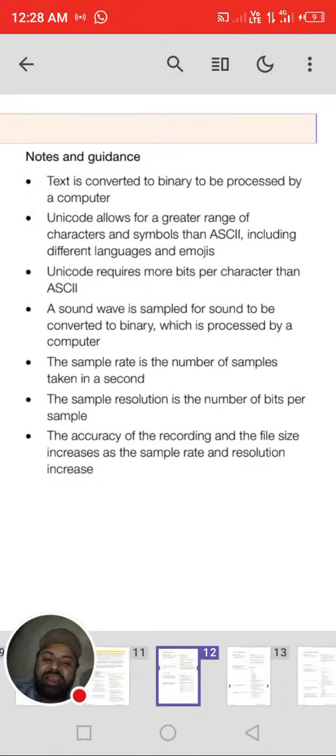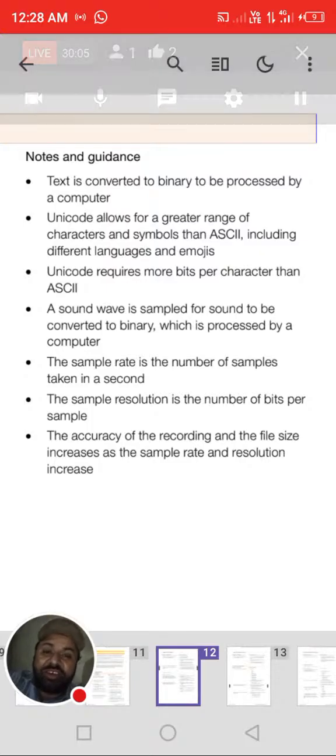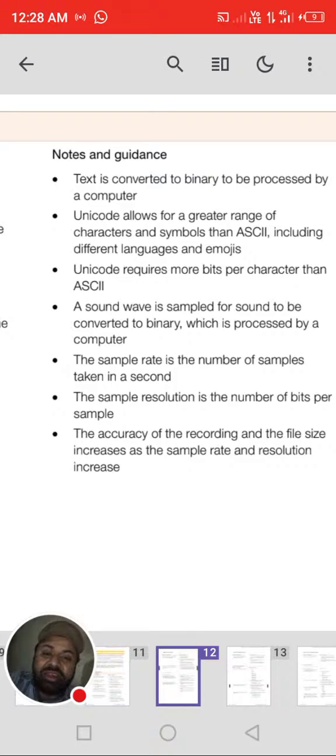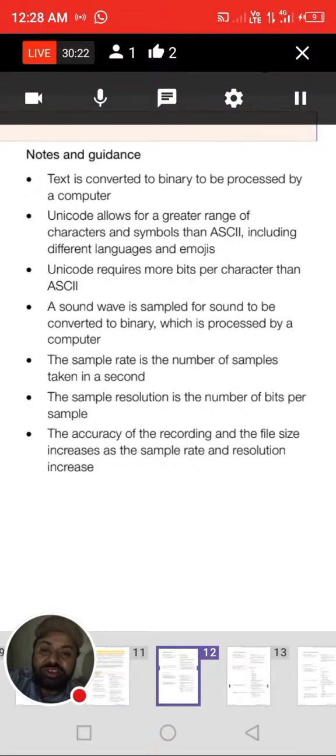The accuracy of recording in the files increases as the sample resolution increases. So when we say that the quality of a sound is good or bad, we are considering these most important factors. For sound, one is the sampling rate, which means the number of samples per second, and the other is resolution, the number of bits. If there are more bits in one sample, then the quality or accuracy will be much higher for sound.